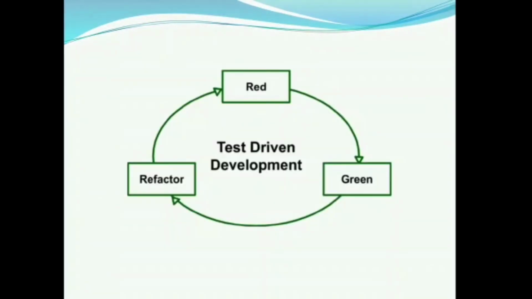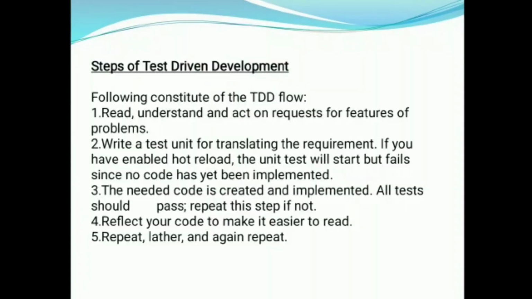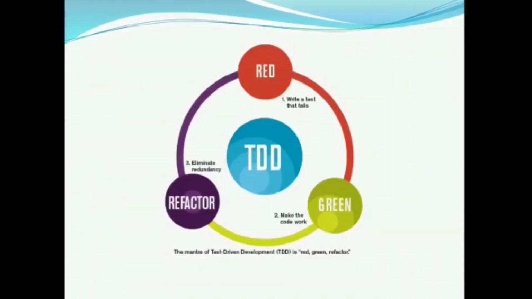So there are some steps for test-driven development. First one is read, understand and act on requests for features or problems. Second one is write a unit test for translating the requirement. The unit test will start but fail, since the code has not yet been implemented. Third one is the needed code is created and implemented. All tests should pass; repeat this step if not. Fourth one is refactor your code to make it easier to read. And fifth one is repeat, lather and again repeat.